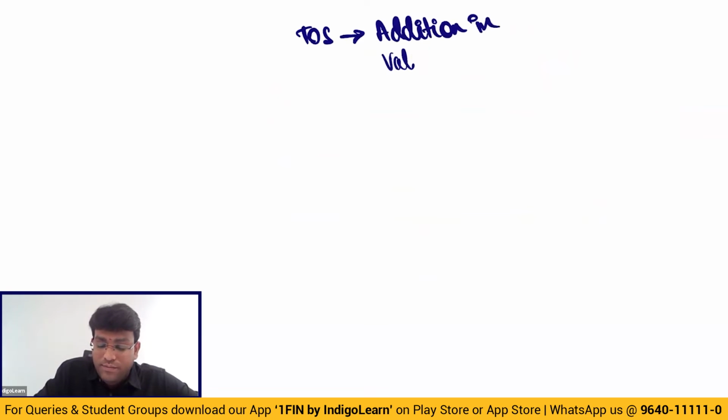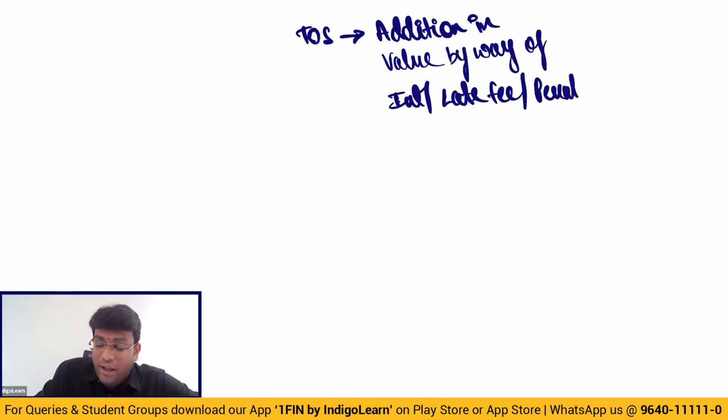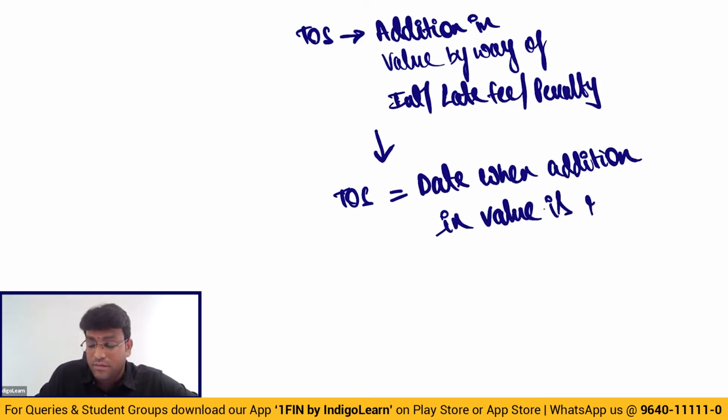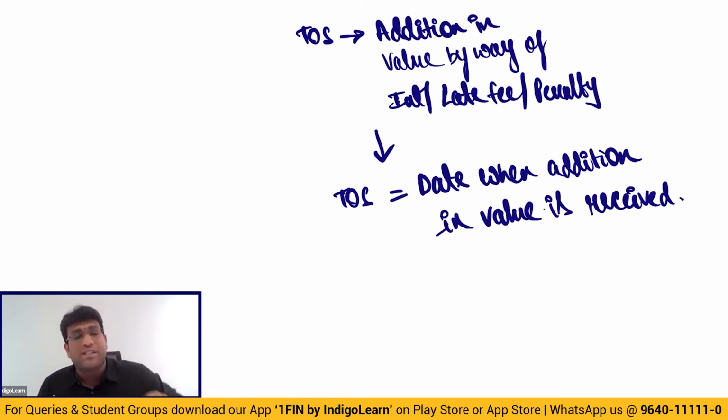Next, finally, they also gave in the law what is the time of supply in case of addition in value by way of interest or late fee or penalty, which is charged by supplier from recipient. They told one line answer. Time of supply will be the date when addition in value is received. The date when addition in value is received. So whenever the amount is received, that day only will become time of supply.